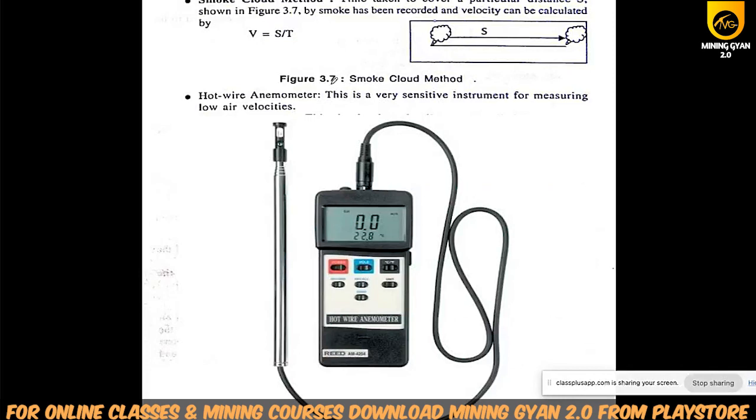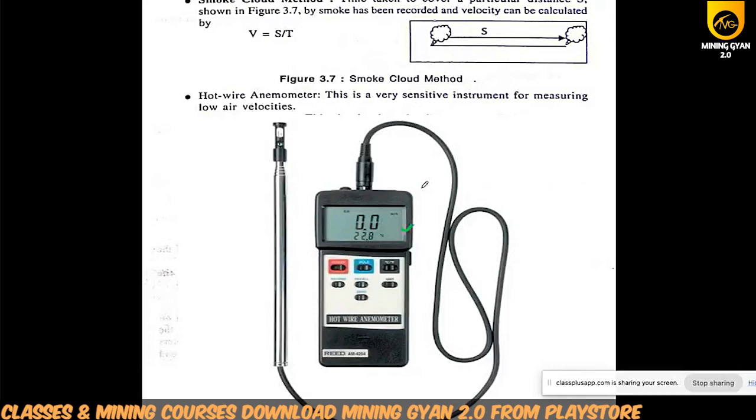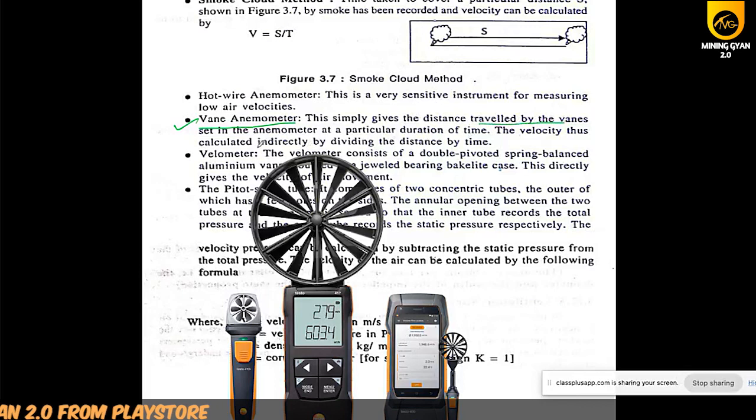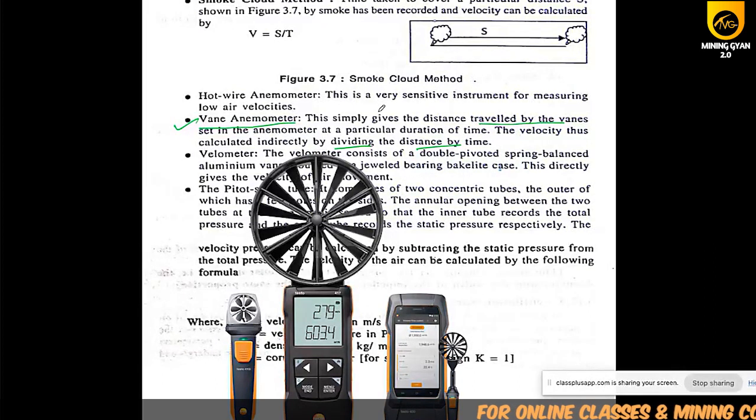The hot wire anemometer is a very sensitive instrument for the measurement of low air velocity. It can measure low airflow also. And this is a digital hot wire anemometer. Another is the vane anemometer. A vane anemometer looks like this. It simply gives the distance traveled by the vane set in the anemometer in a particular duration of time. The velocity is then calculated indirectly by dividing the distance by the time. This is the vane anemometer.